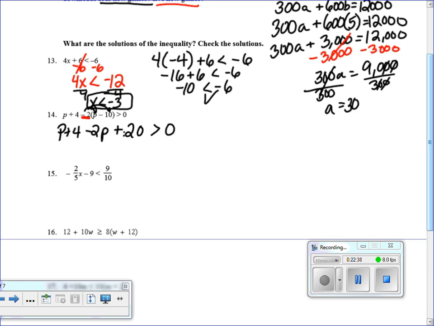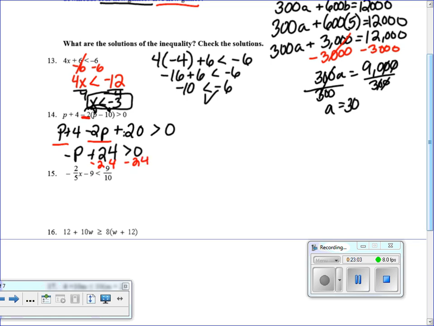Okay, combining like terms. We have p and minus 2p. Those are like terms. When you combine them, p minus 2p gives you negative p, negative 1p. And you've got 4 plus 20, positive 4, positive 20. Combine them to give you positive 24. Okay, negative p plus 24 is greater than 0. Okay, subtract 24 on both sides so that we get p by itself.